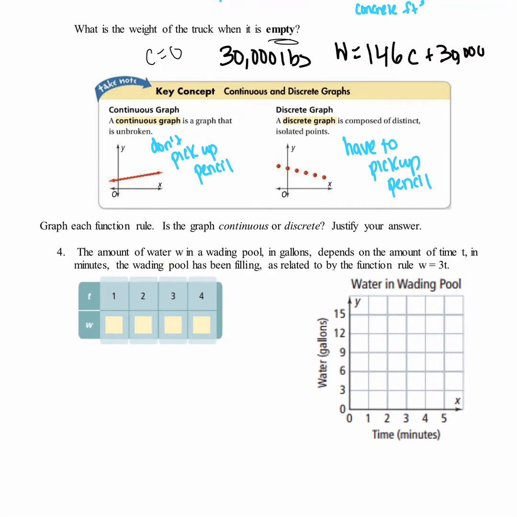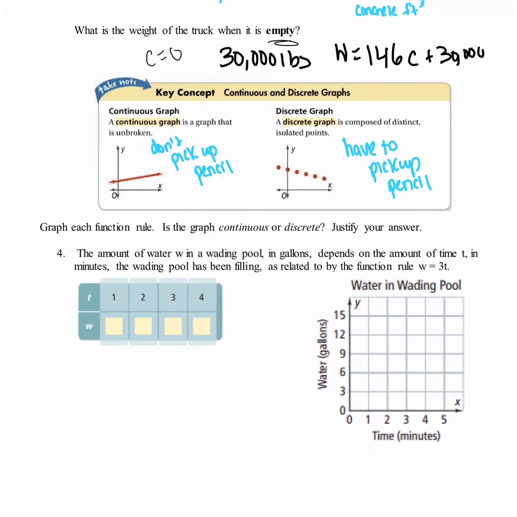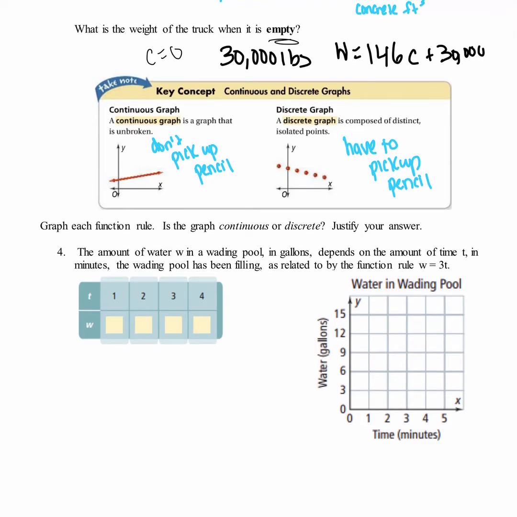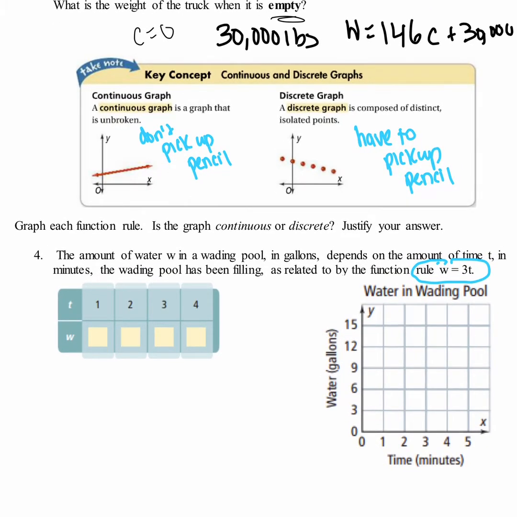All right, so if we take a look at this first example, describe if it is continuous or discrete and justify. The amount of water in a wading pool in gallons depends on the amount of time in minutes the wading pool has been filling, as related to the function W equals 3t. So t is time, right? W is the amount of water. So I'm going to fill in my table first, taking the values of t and plugging them into my equation. So 3, 6, 9, 12.